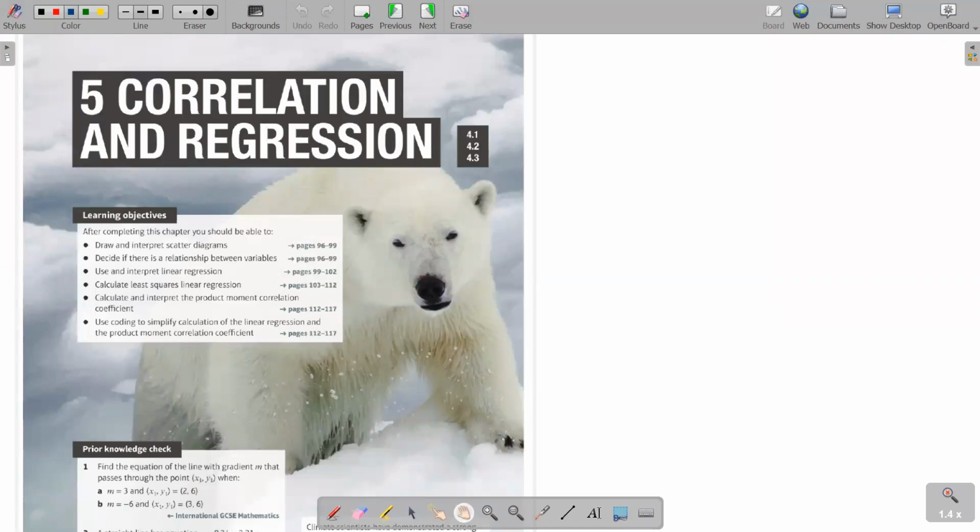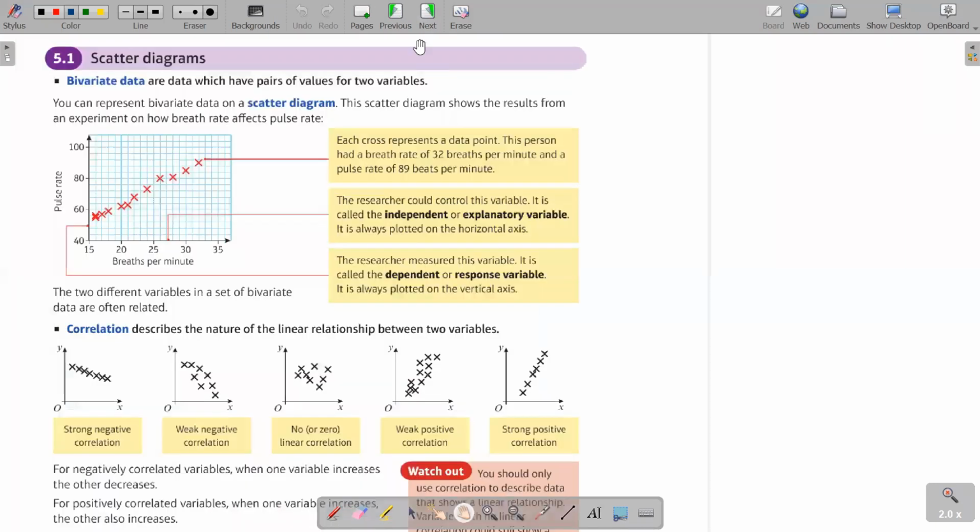All right, guys. So now we'll move on to chapter 5, correlation and regression. Under this particular topic, the first thing that you're going to learn is about scatter diagrams. I believe you might have a slight idea about what scatter diagrams are, right? Bivariate data are data which have pairs of values for two variables. Obviously, we know about these, right?